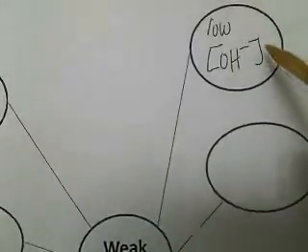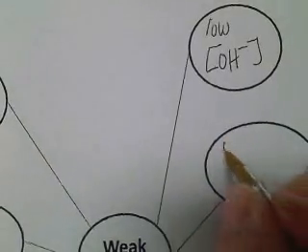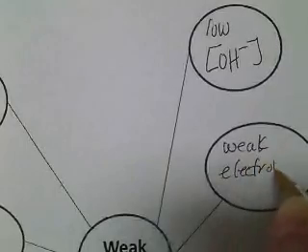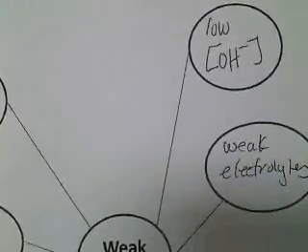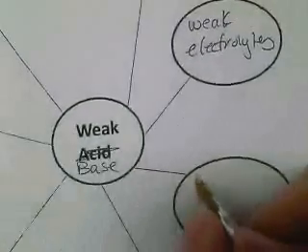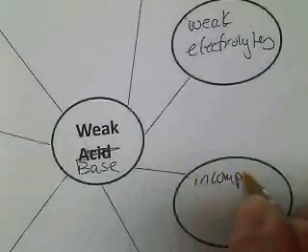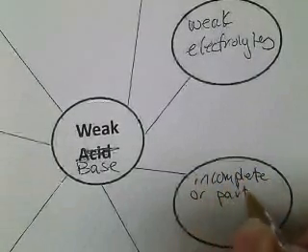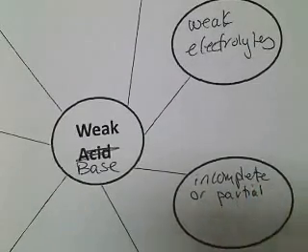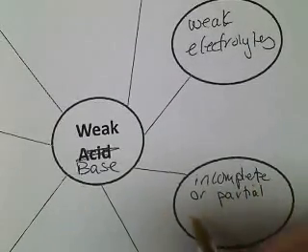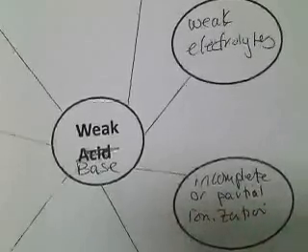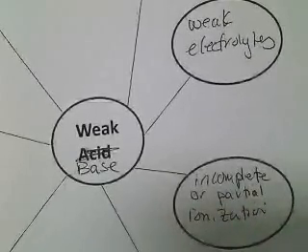Okay, so this is going to be a low OH minus concentration. These are going to be weak electrolytes, okay? And they're going to have incomplete, or you can say partial, whatever makes sense to you, okay? So they're just going to dissociate a little bit. So incomplete or partial ionization. Or the other word you can use there is dissociation, okay?